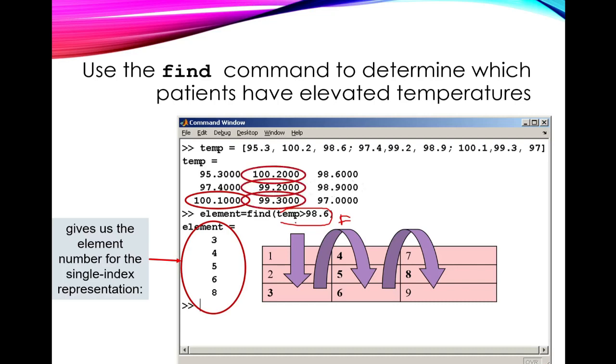When the find command is used on a 2D matrix, in this case a 3 by 3 matrix with 3 rows and 3 columns, it will use an element numbering scheme that works down each column one at a time, from top to bottom. So the element index numbers shown here are actually counted like this. The results for the elements that have elevated temperature are shown in bold numbers here.